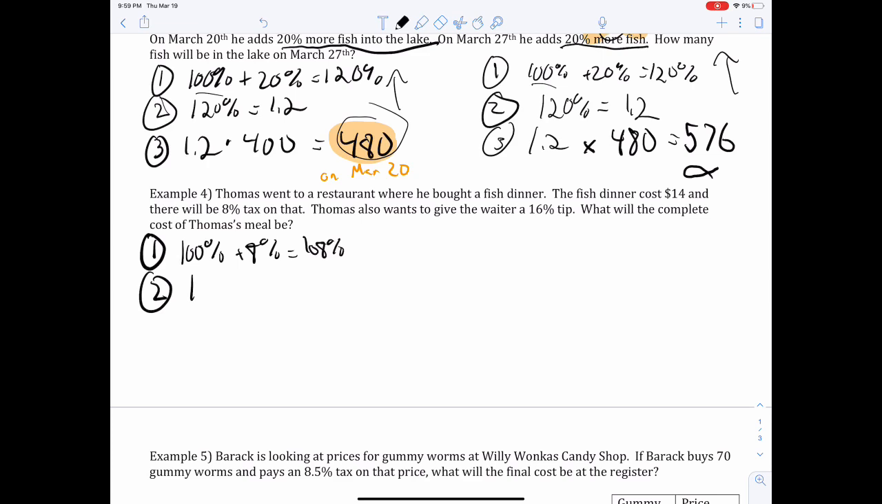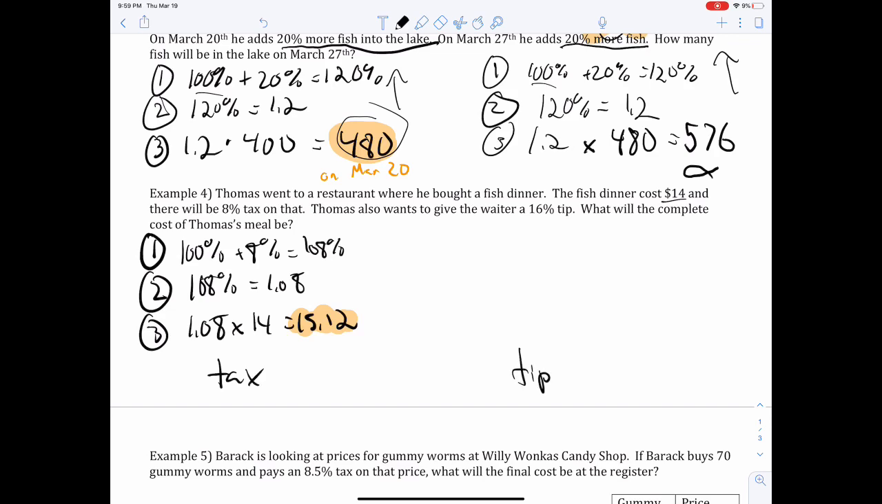Step 2, we're going to have 108% equals 1.08. And step 3, we're going to take our 1.08, and the price of 14 is 108%, so it's going to be over the full. It's weird to have over 100%, but we're going to multiply that by 14. And you can go to your calculator, and you should have gotten 15.12. Unfortunately, Thomas is going to have to pay a little bit more than 15.12, because just like he did the tax, he's also going to have to do a tip.